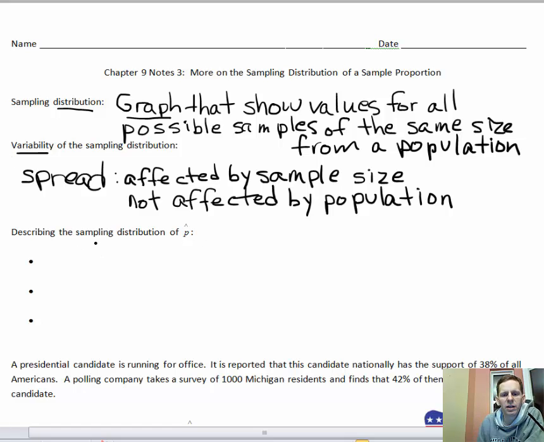If you're talking about the sampling distribution of p hat and you're asked to describe the sampling distribution, or the graph of p hat, so we're talking about describing the yellow graphs, typically we talk about SOCS: shape, outliers, center, and spread. For right now, we're going to disregard the outliers piece. We're just going to focus on shape, center, and spread. Shape.